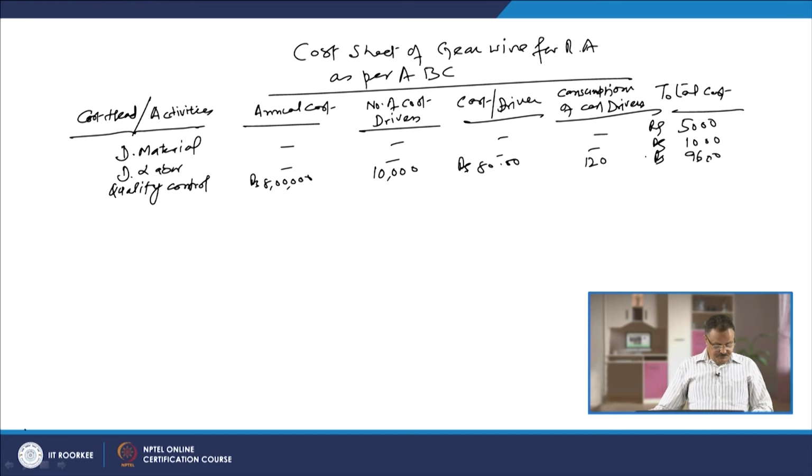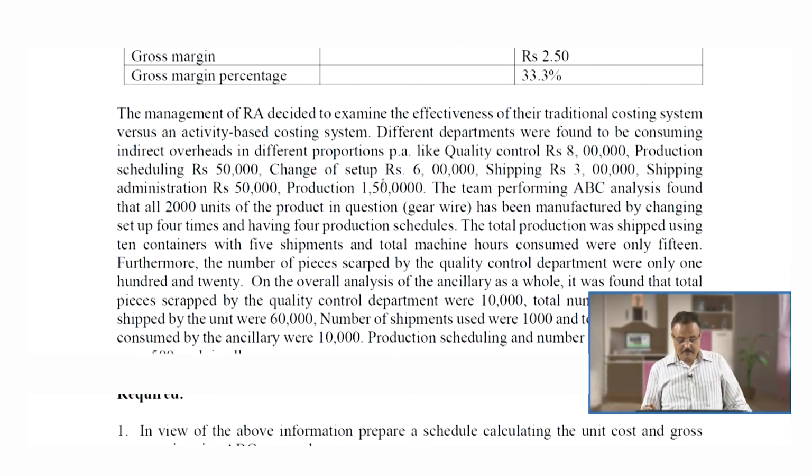Next thing is production scheduling. The next activity is production scheduling. How much is the cost here? The total cost given to us is 50,000 rupees for scheduling the production runs. And in this case, how many times is scheduling done? Let us check the scheduling done here, that is 500 times.